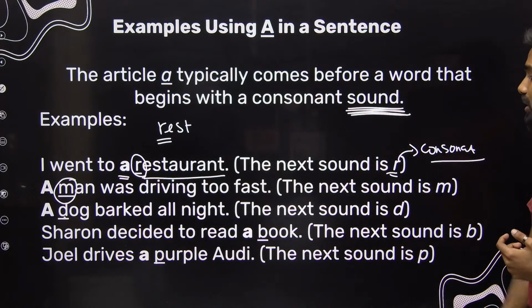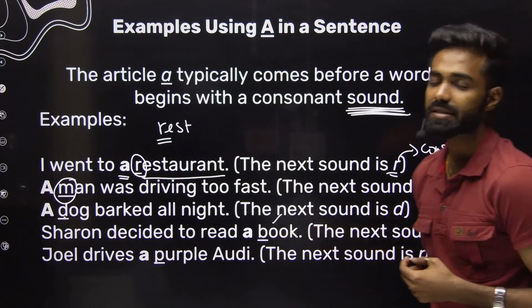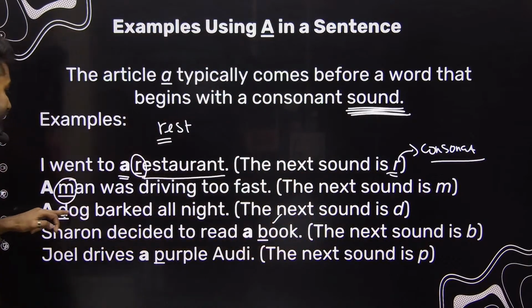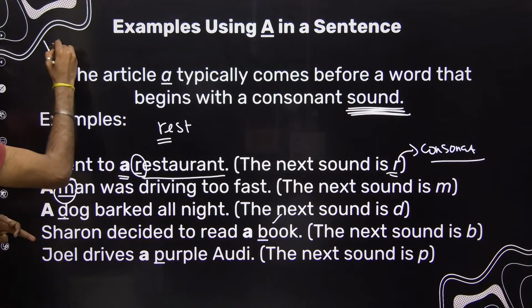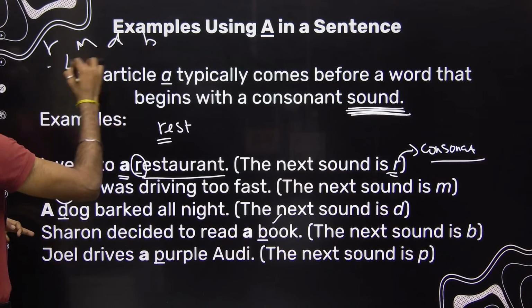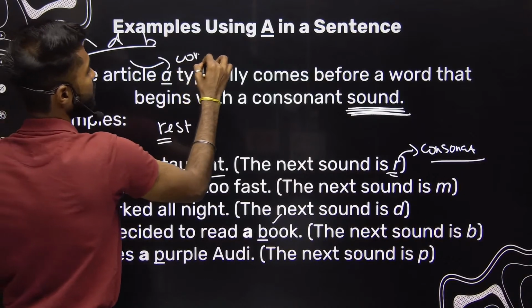A dog. D sound is produced, okay? Sharon decided to read a book. See, again, B sound is stressed, okay? What are these? Either my B sound or D sound, M or R, okay? See, R, M, D, B. All these are my consonants, right?